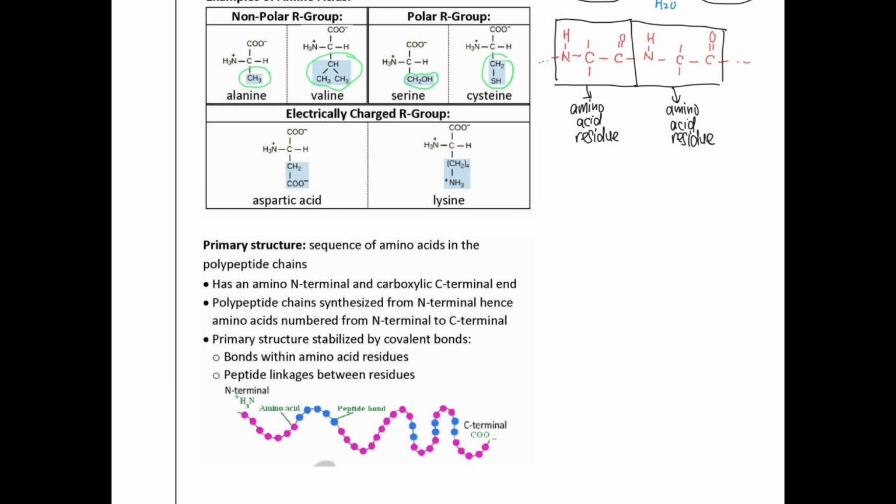Polypeptide chains are synthesized from the N terminal. Hence, amino acids are numbered from the N terminal to the C terminal. Okay, so what does it mean? I write at the side here, maybe you are wondering. Synthesized from the N terminal, what happens? So I put the explanation here.